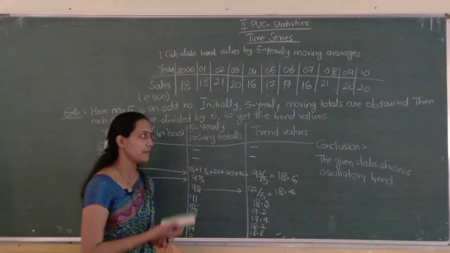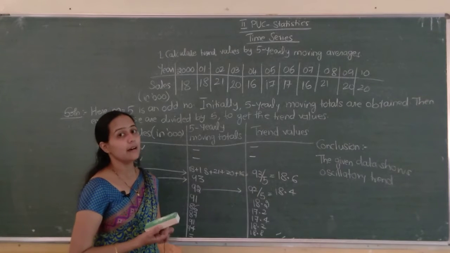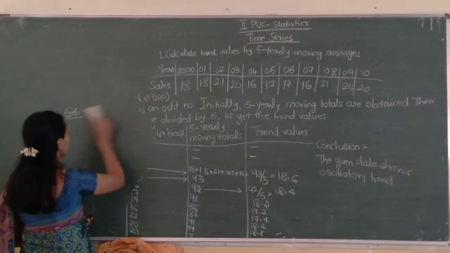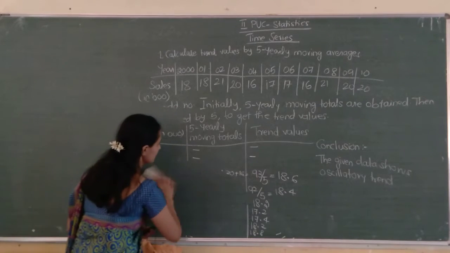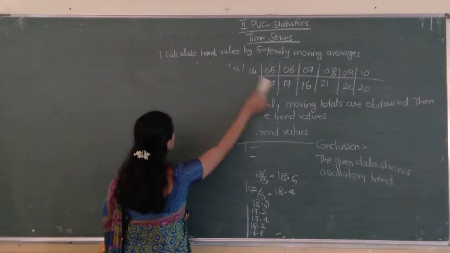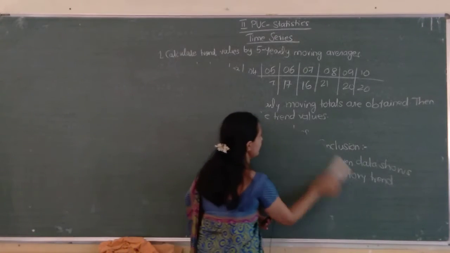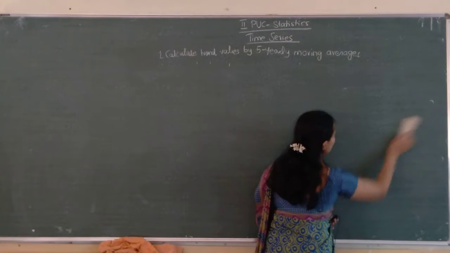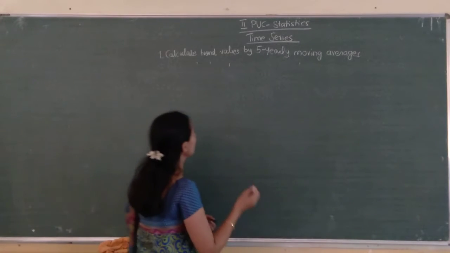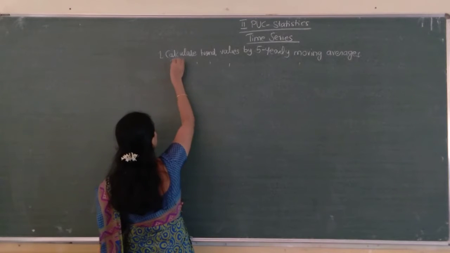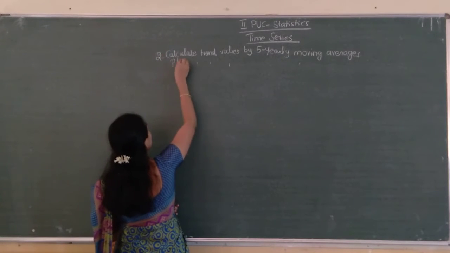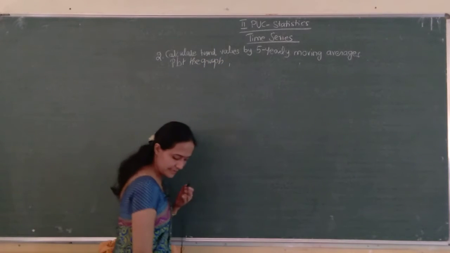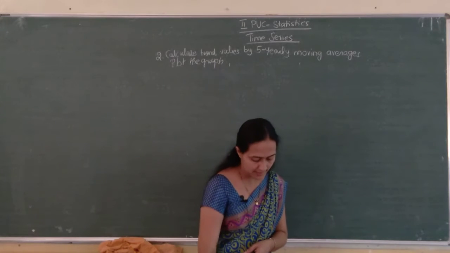Can we do the second problem? Here it does not contain any graph. In the next problem we will do one graph also. So that also we will do with 5 yearly itself, but with the graph. Calculate trend values by 5 yearly moving average. Plot the graph. Second problem, this one, plot the graph along with the original values, such things they may ask.